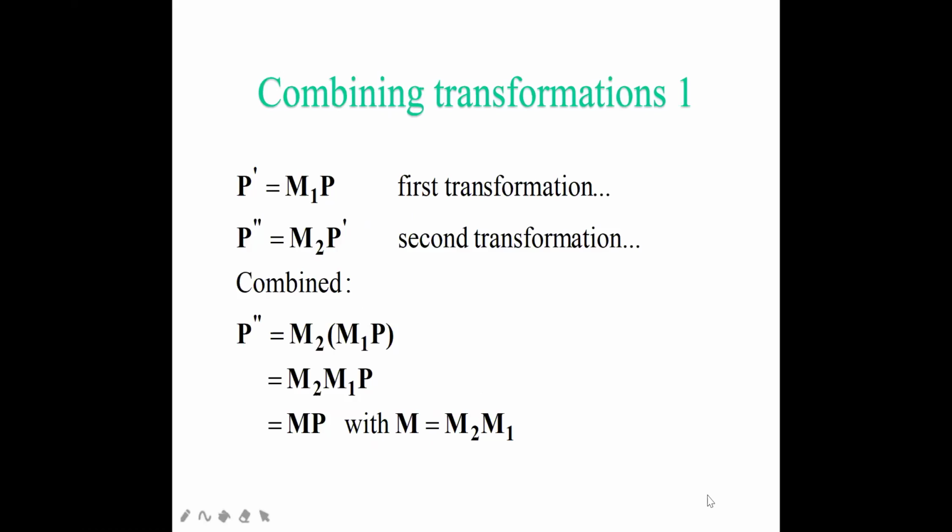Now here, if I want to combine, let's see the first combination and how I can combine. In my first transformation, if I'm applying it over my P, then the new point I'll get is P dash. So P dash will be equal to M1 P.